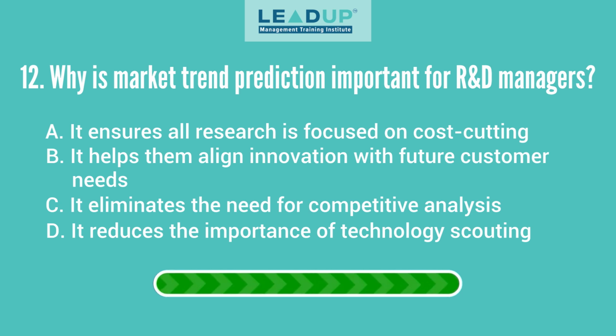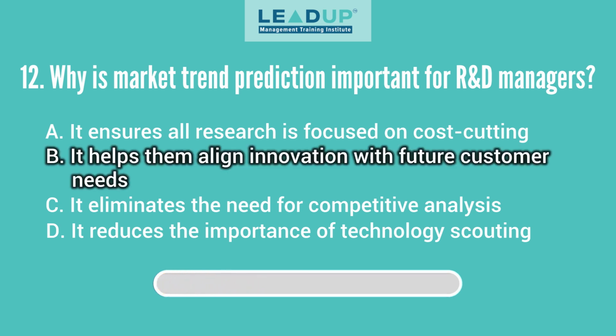Question 12. Why is market trend prediction important for R&D managers? A. It ensures all research is focused on cost cutting. B. It helps them align innovation with future customer needs. C. It eliminates the need for competitive analysis. And D. It reduces the importance of technology scouting. Answer: it helps them align innovation with future customer needs.